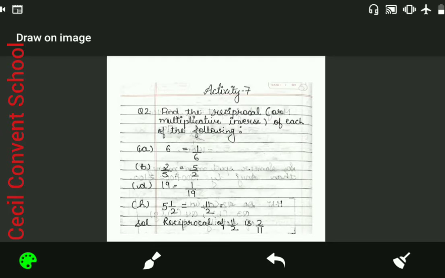Clear? Now we do the H part. H part is 5 1 by 2. First of all, student, it is in mixed form. You can't write the reciprocal of it. So what do you do? Firstly, you convert it into improper form. Clear? So when you convert into improper form, the answer will come 11 by 2. Now you will write the reciprocal of 11 by 2. What is the answer? The answer will be 2 by 11. Clear?